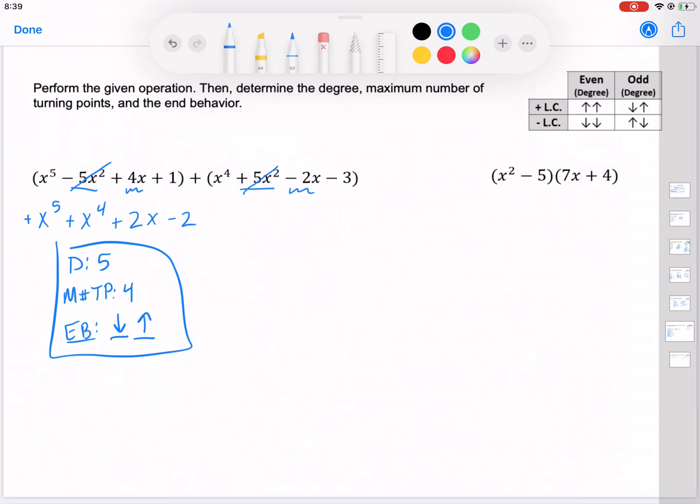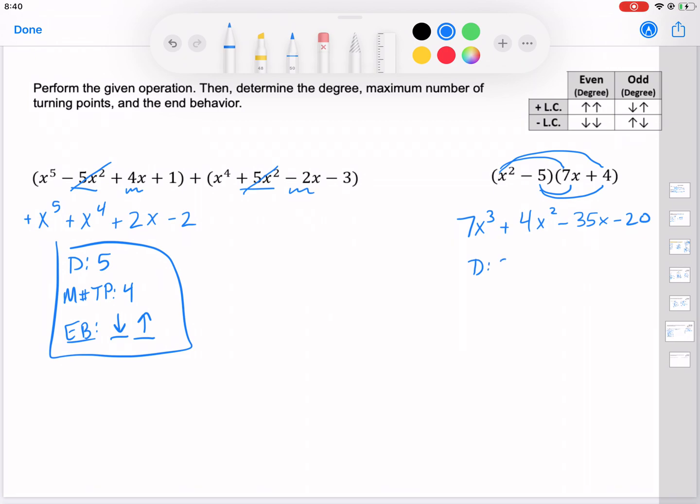Just a review of multiplication, you just distribute each term in. So x squared times 7x would be 7x cubed. x squared times 4 is 4x squared. Negative 5 times 7x is negative 35x. Negative 5 times 4 is negative 20. There are no like terms to combine, so we can go ahead and do our magic.